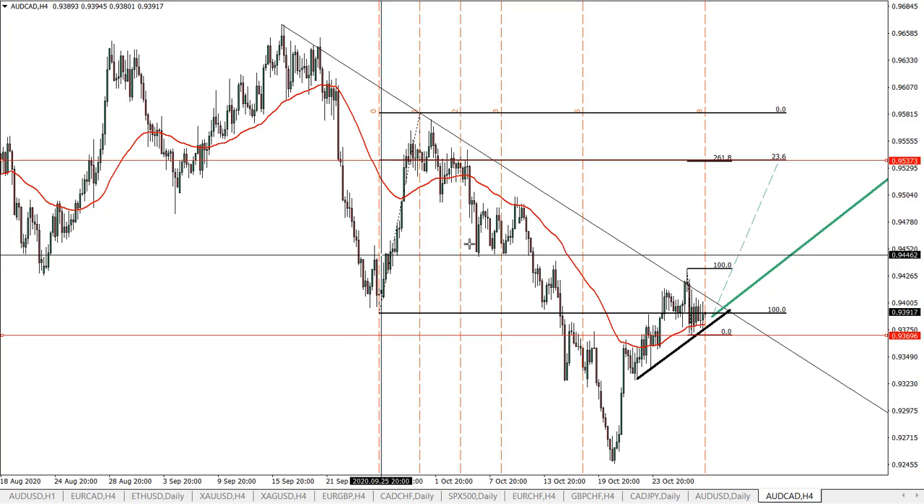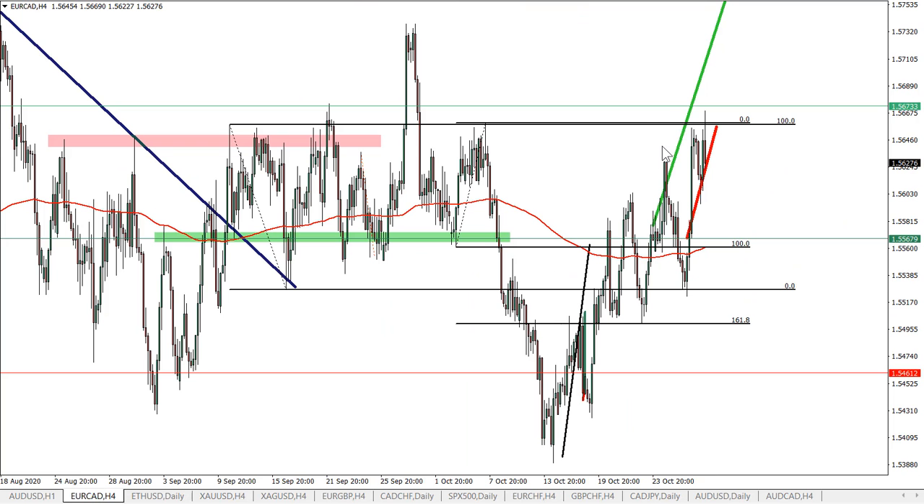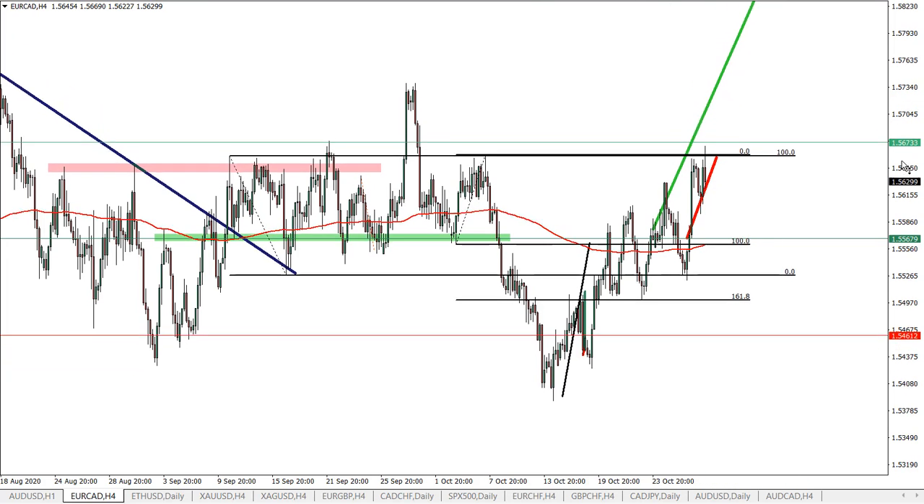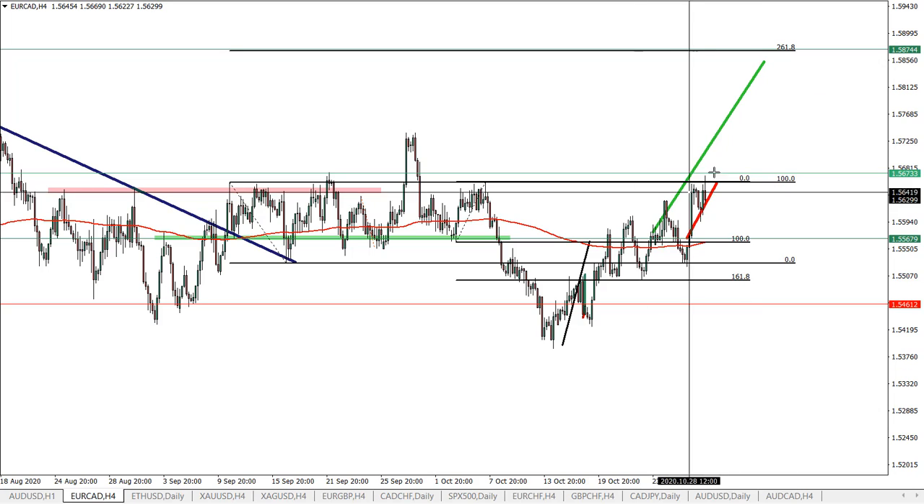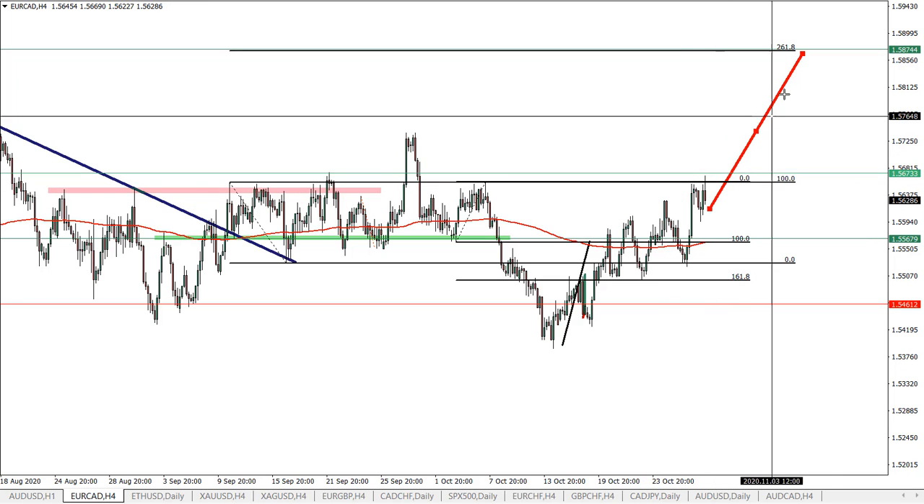Now let's jump to other forecasts we made previously. We have reached the resistance on the Euro Canadian dollar, but if there is a breakout, we will be moving higher. This is something that can be expected. This resistance has been tested, but I would expect continuation.